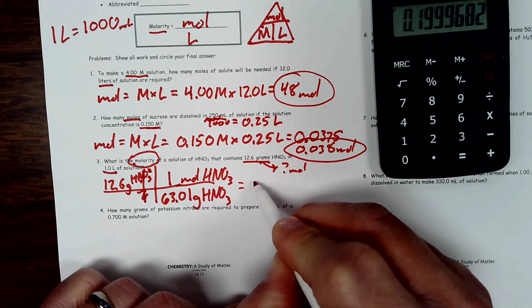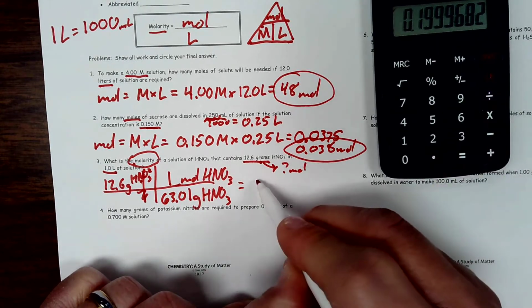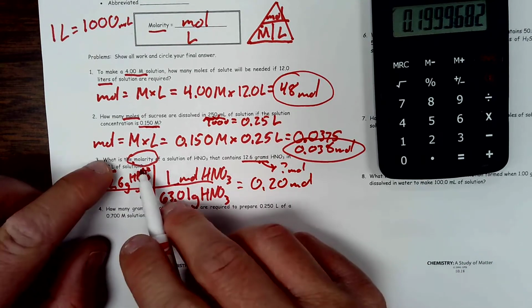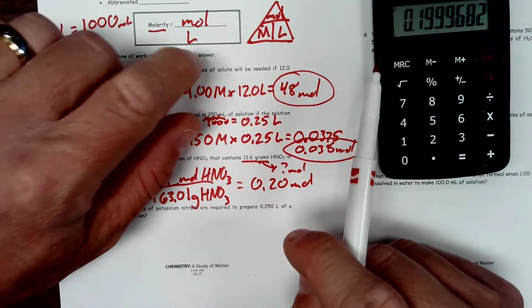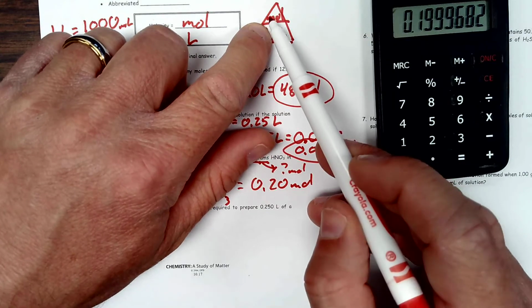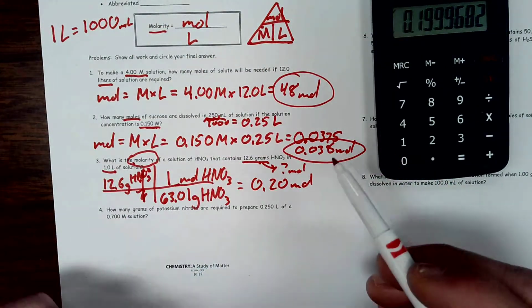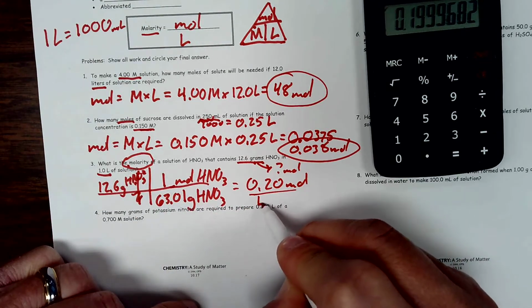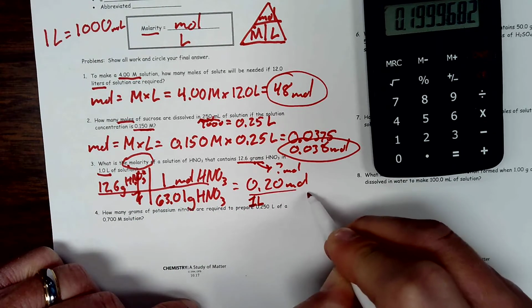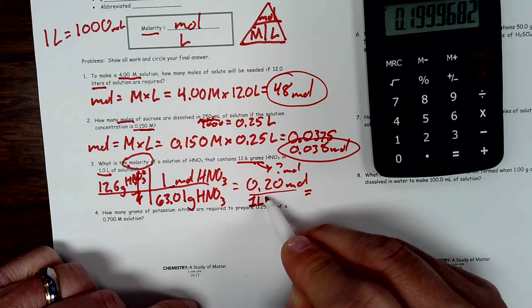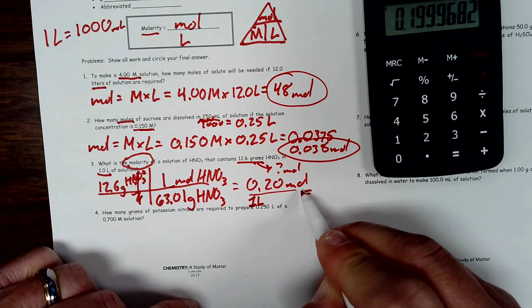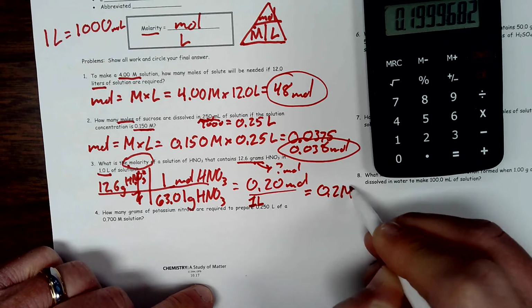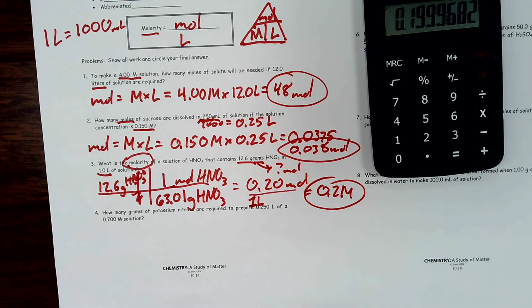I end up with, this one I will round to 0.20 moles. And then since it wants molarity, again using this formula here, molarity is moles over liters. So I'm going to take that and put it over the 1 liter. And 0.20 moles divided by 1 liter is 0.2 molar. And there's my formula for that.